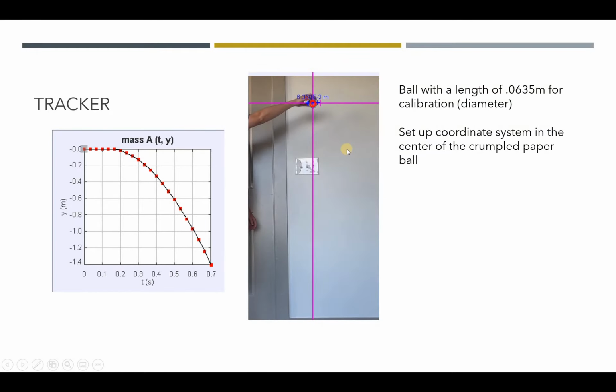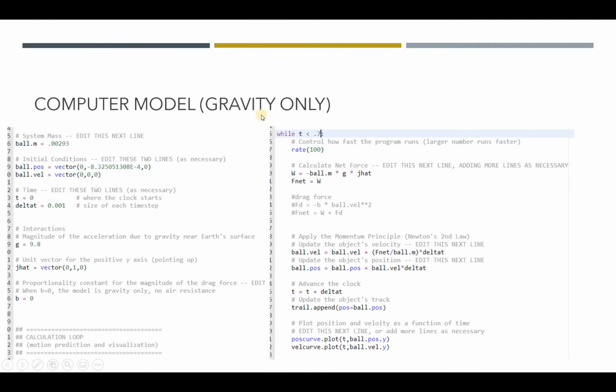Then for the tracker, I set up the coordinate system at the center of the paper ball, and the ball has a length of 0.0635 meters for the diameter, and that's what I use for the calibration. And this is going to be the position versus time graph. As you can tell, it slopes down because it's going in the negative y direction as it drops down.